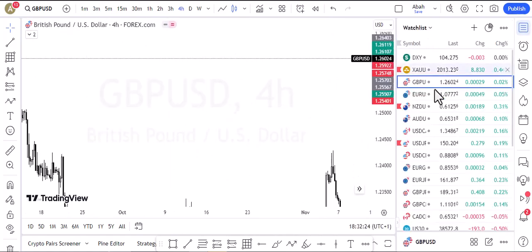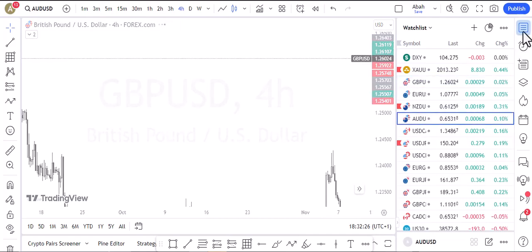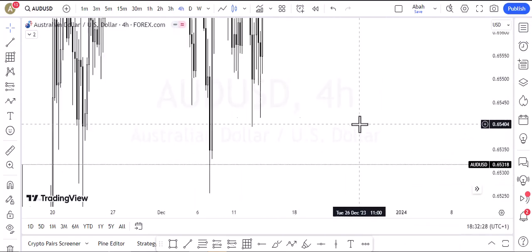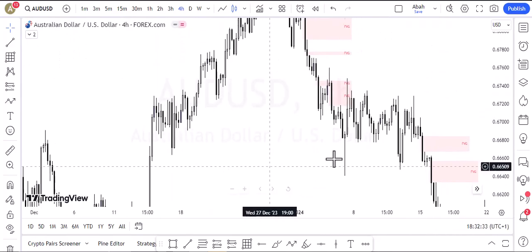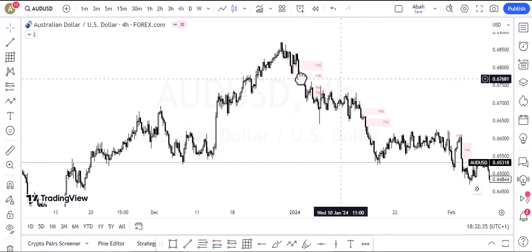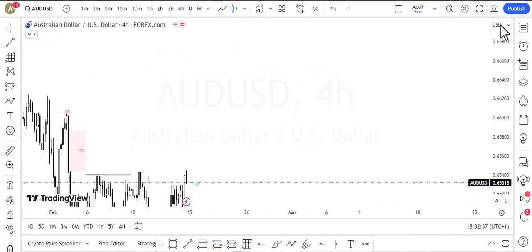Okay, now let me show you guys. There's one that happened. I took it last week on AUD/USD on the 4-hour time frame. As in, I took the trade and I went to sleep. I didn't bother looking at it at all. All right, look at it here.